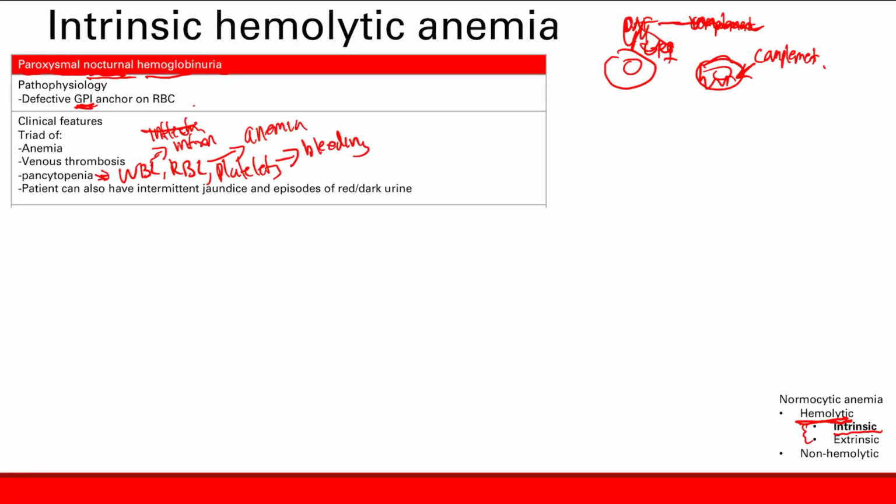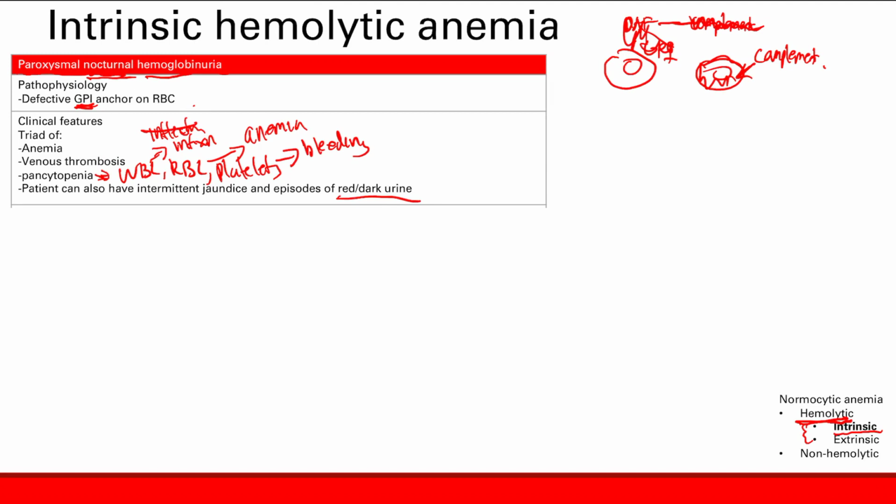The other thing you can see is you can see intermittent jaundice and episodes of red or dark urine. So that's where the name comes from, I told you. So back in the day, you'd see these patients who have this disease, they wake up in the morning and they have really dark urine, red dark urine. So you would think they have hemoglobinuria, you think it's like a nocturnal cause.